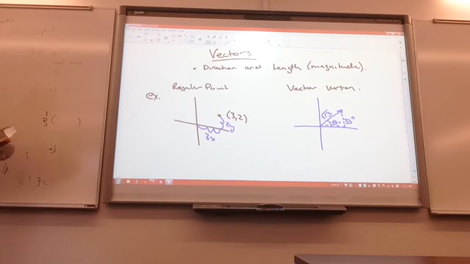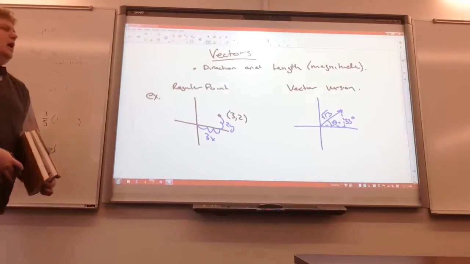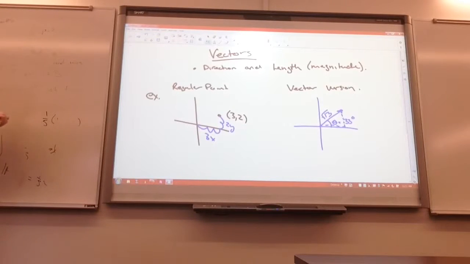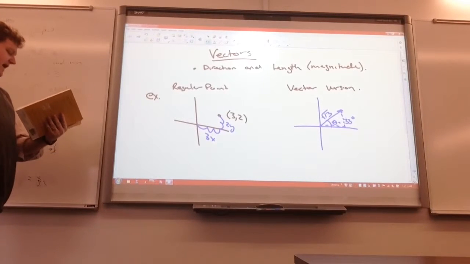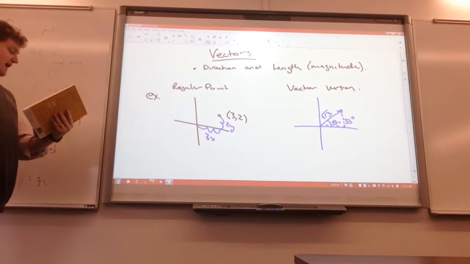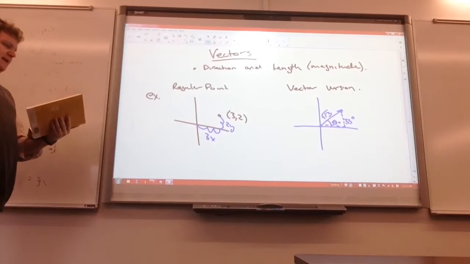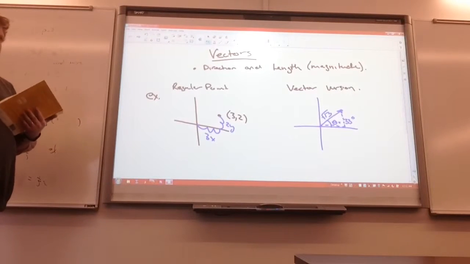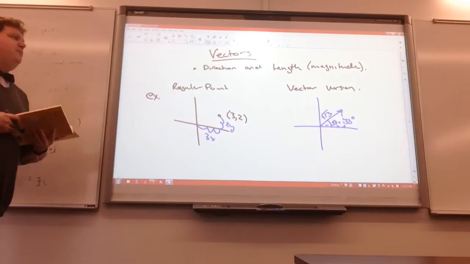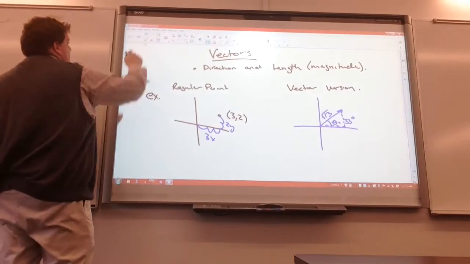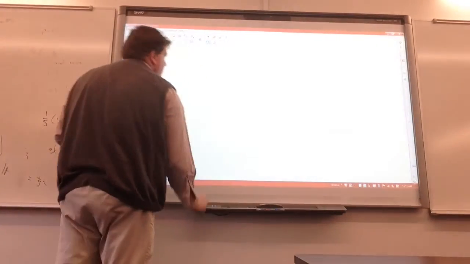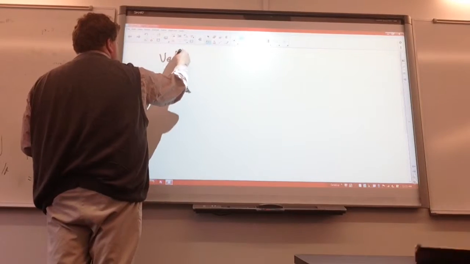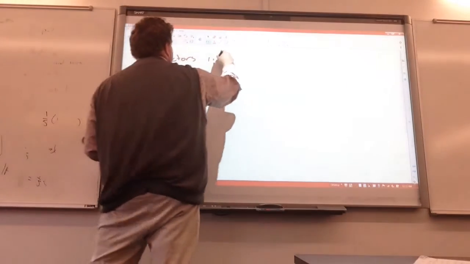And that's one way we can do things. But that's what a vector is. It's a direction and a length, sometimes referred to as a directed line segment. Now, there are many different ways to write vectors. We're going to start off by looking at vectors in component form.